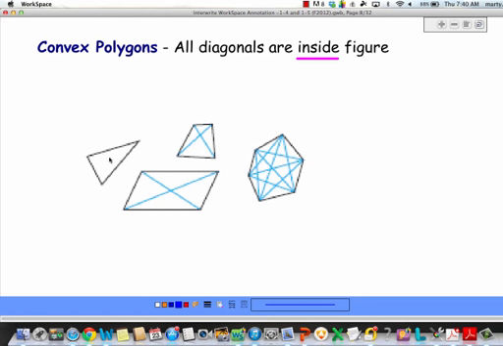Here's some examples of them. Notice triangles actually don't have any diagonals. There's no way I can draw to a non-consecutive vertex, but all triangles are considered convex polygons. Here's two quadrilaterals. This is a 1, 2, 3, 4, 5, 6. This is a hexagon, so we would call this a convex polygon. Every single diagonal that is drawn is on the interior of the figure.